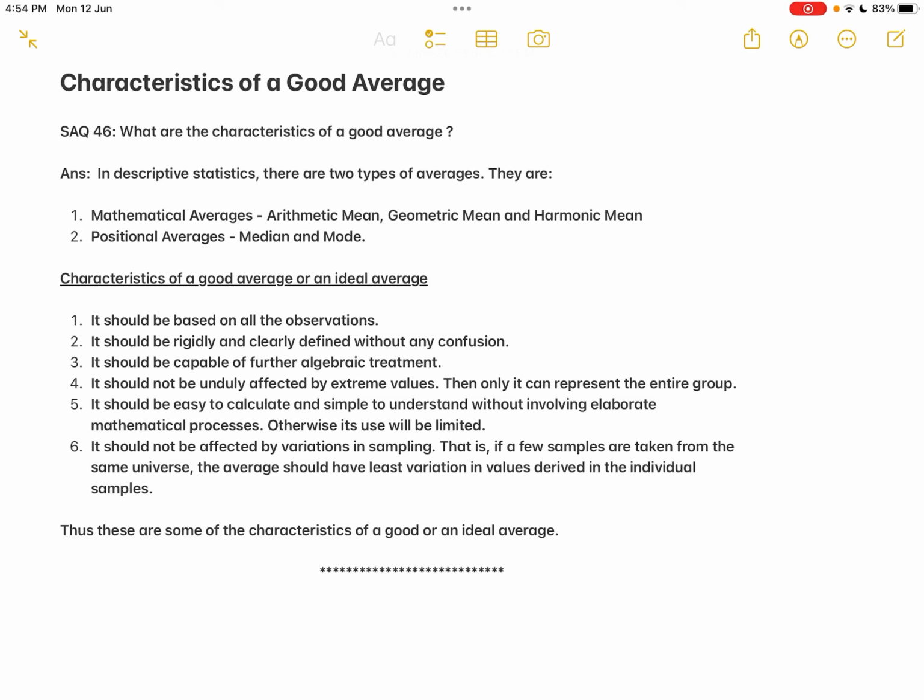Then the sixth one: it should not be affected by variations in sampling. That is, if a few samples are taken from the same universe, the average should have least variation in the values derived from the individual samples. This is the same thing as being rigidly defined. Only if it is rigidly defined will it not be affected by fluctuations in sampling. So these are all the characteristics of a good average or an ideal average.